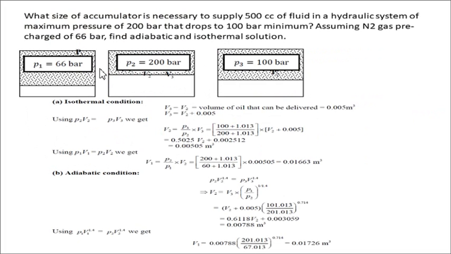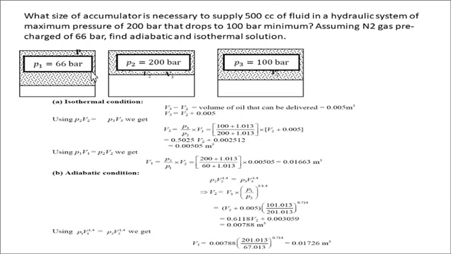So let us consider a numerical for this. What is the size of accumulator that is necessary to supply 500 centimeter cube of fluid in a hydraulic system of a maximum pressure 200 bar that drops to 100 bar minimum, assuming nitrogen gas precharge pressure is 66 bar? Find the adiabatic and isothermal solutions.